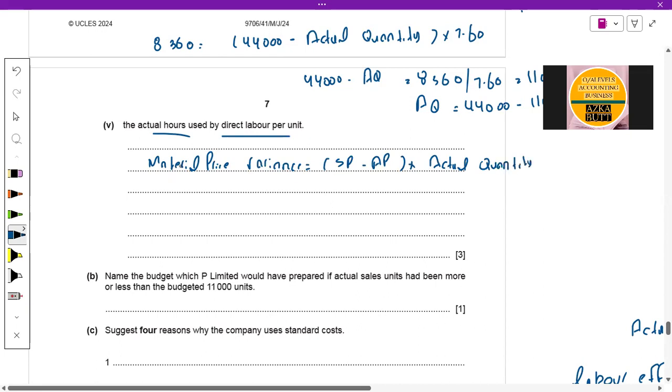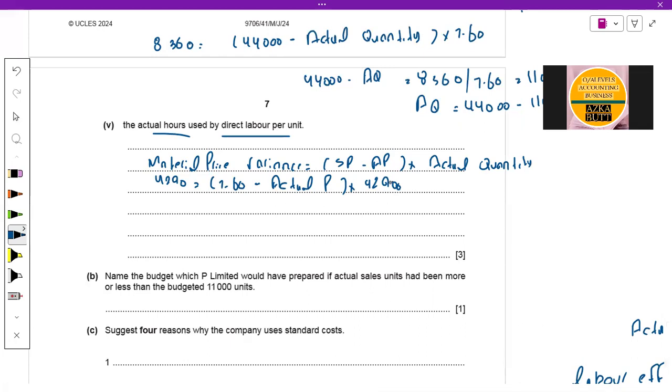And the material price variance was 4290. You can check: insert is equal to 7.60 minus actual price, multiply actual quantity, which is 42,900. So first divide both sides of the equation by 42,900 to isolate the price difference.